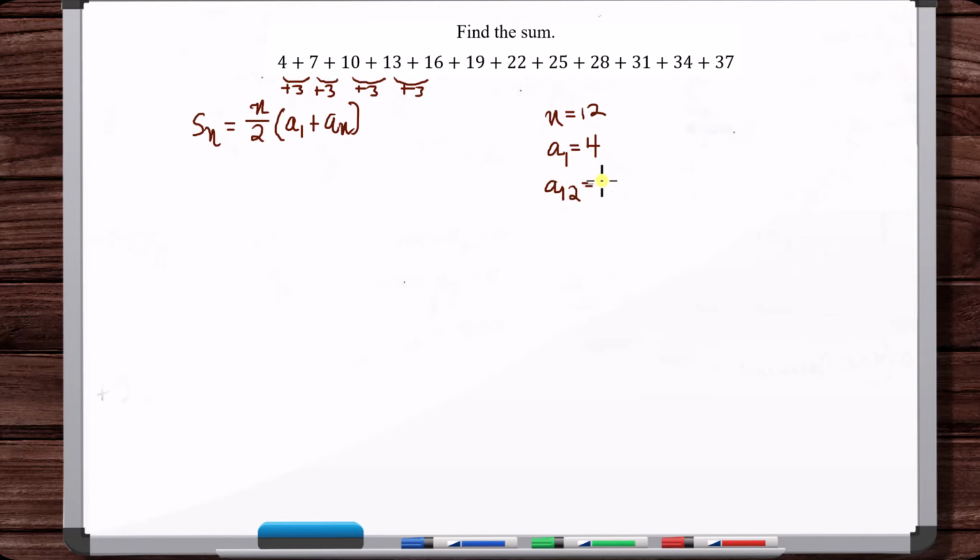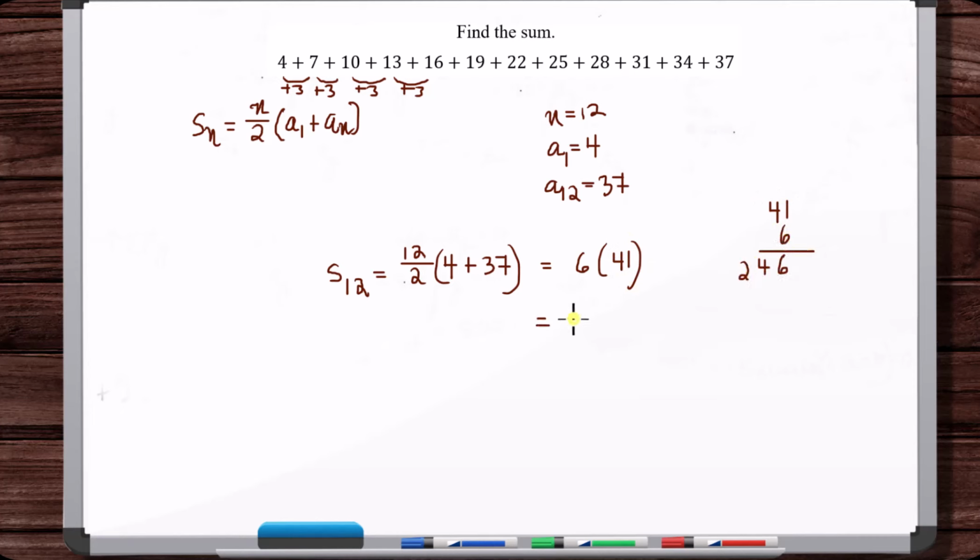The 12th term is 37. So we can just plug this right into our formula. S of 12 is equal to 12 divided by 2, times a sub 1, which is 4, plus a sub 12, which is 37. So we've got 6 times 37 plus 4, which is 41. So 41 times 6 is 246.